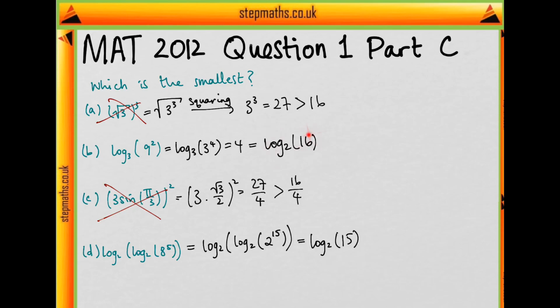So if this is log base 2 of 16 and this is log base 2 of 15, well, the log graph, if you remember, looks like this. So as x increases, then the log of it also increases. So because 16 is bigger than 15, then that means log of 16 is greater than log of 15. So we know that this is the bigger one, and therefore our answer is going to be D.